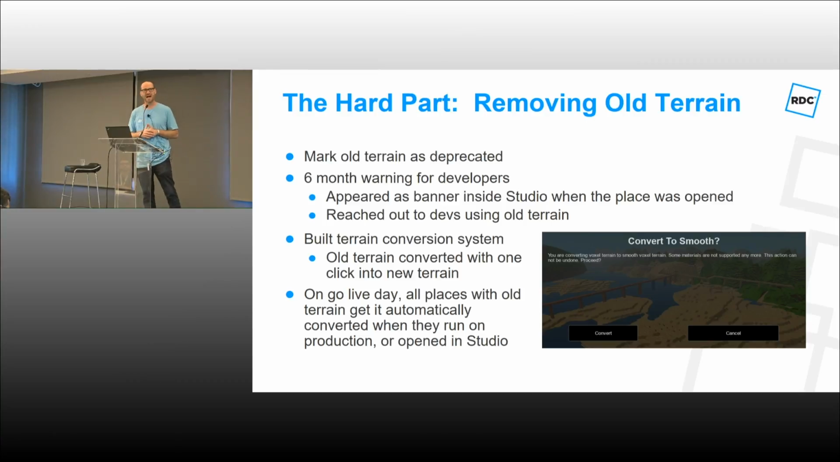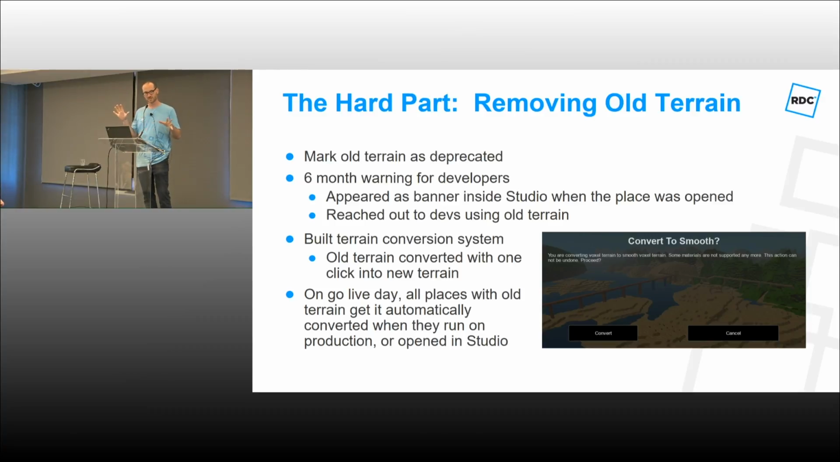And speaking of conversion, we had a conversion button. So one click and you'd convert your old terrain to your smooth terrain. So eventually, after this 6-month period, all the warning, we had a go live day. And on that day, all the places with old terrain, as soon as they would run in production, they would just load up and be automatically converted to new terrain. So there was no more old terrain. We handled that kind of transparently.